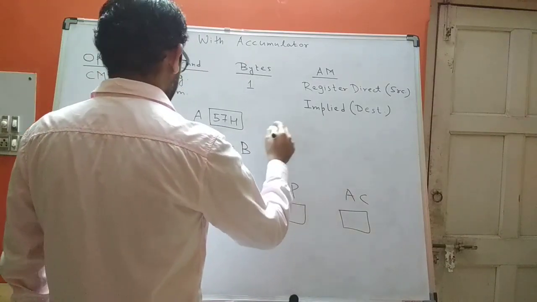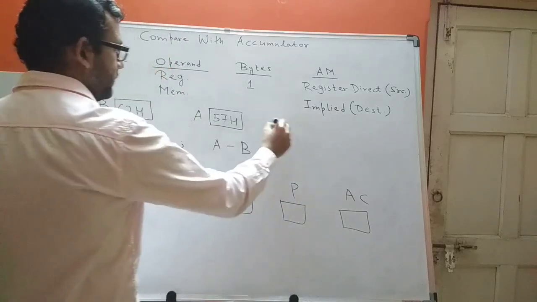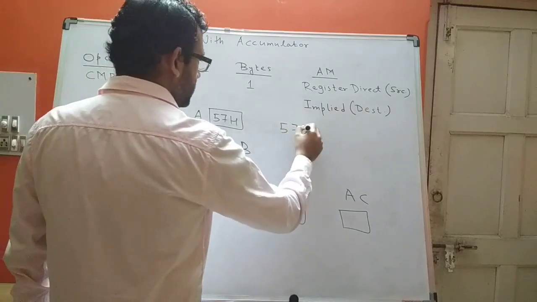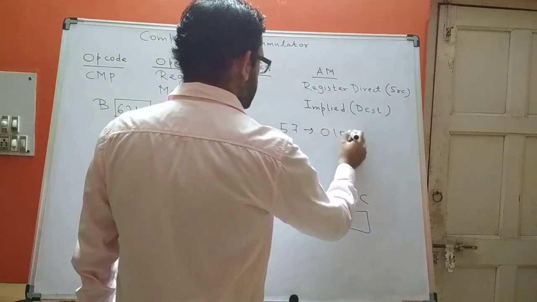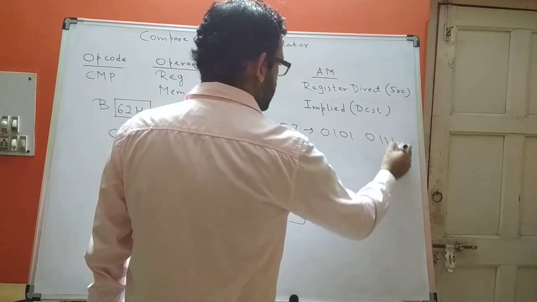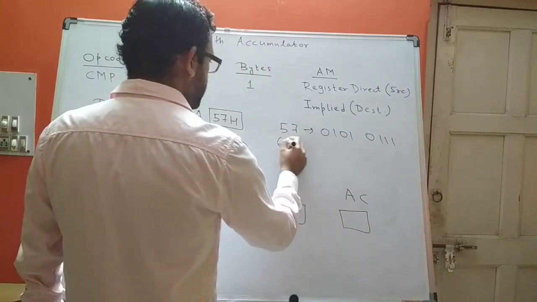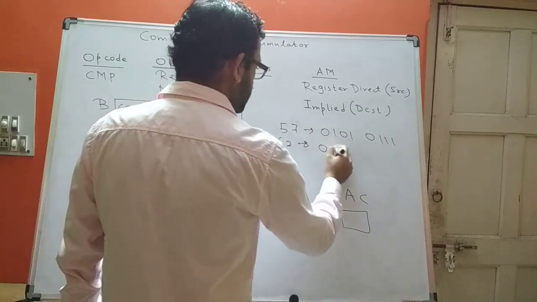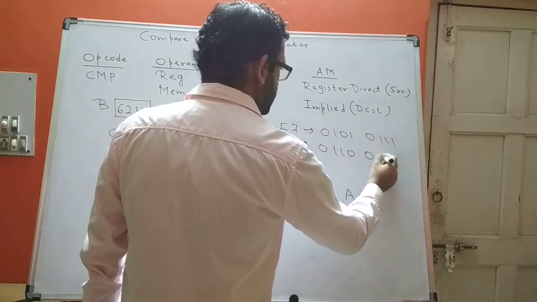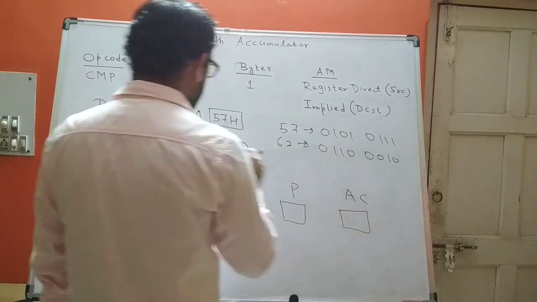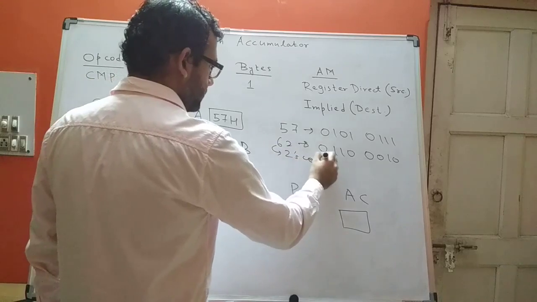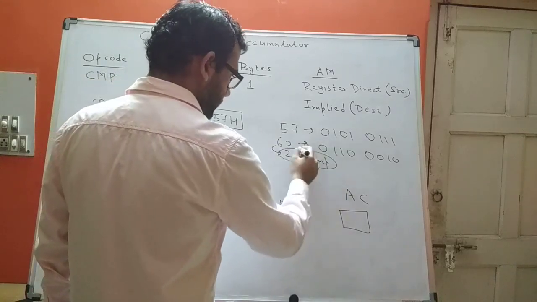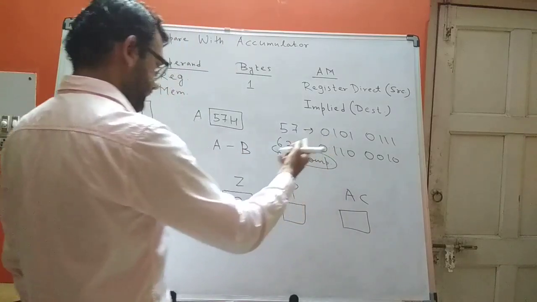If I perform 57 minus 62, I'll get a negative number, right? Now I have to perform this. So you can understand, if you do 57, you have to convert it to binary. So what is 57 in binary? It's this and this. And what is 62 in binary? 62 in binary is this, right? So how would you perform the subtraction? You will take the 2's complement of 62 and then you would add it to 57.